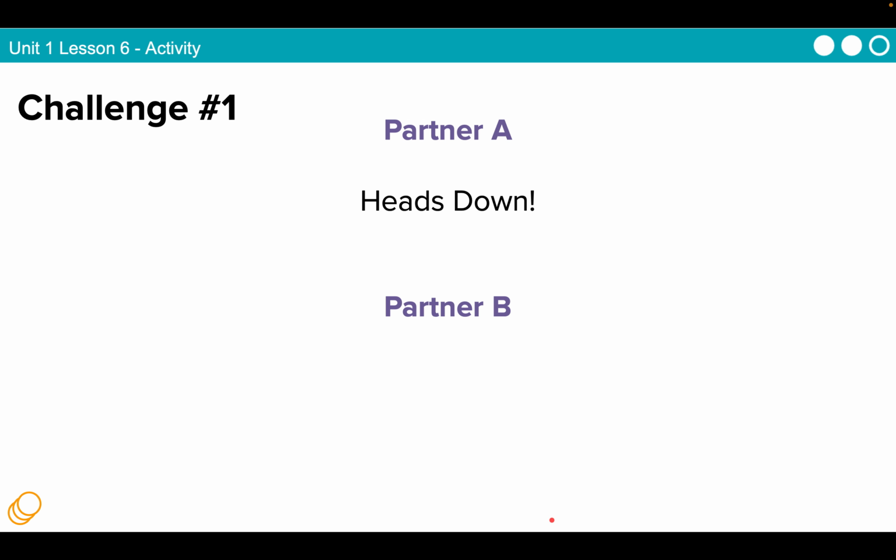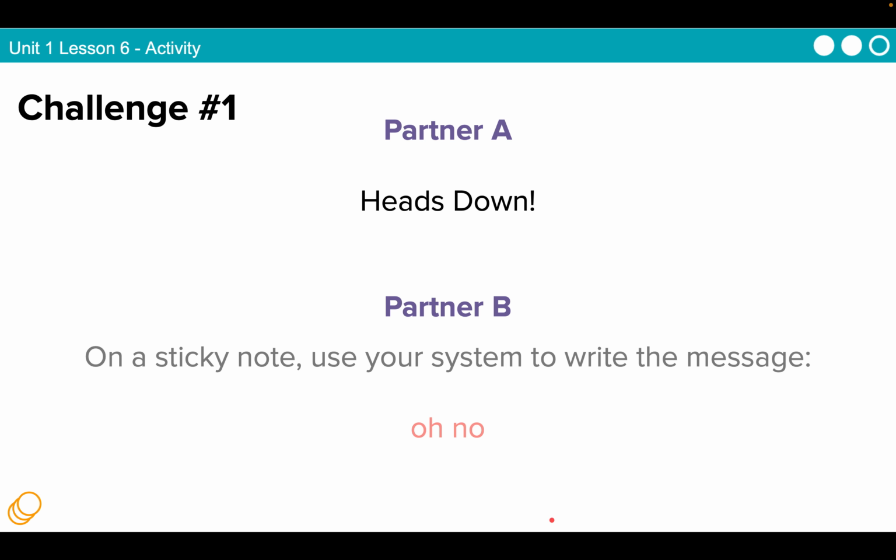So, for the first challenge, with one partner putting their head down, the other partner tries to represent this piece of text on a sticky note using only numbers. What's the new complication with this? Well, here we have a space, and we did not account for that in our system. So what could we do to represent a space? If 1 is A, then that makes Z 26.